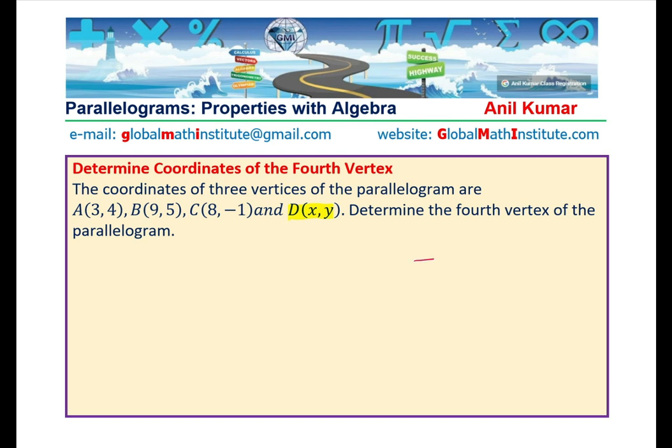So in this case, I'll just draw a figure for you, right? Kind of like this, a parallelogram. Just a rough sketch. So where we are saying this is A, B, C, D. So you need to find the coordinates of point D, which is (x, y). Perfect. So that is the question for you.